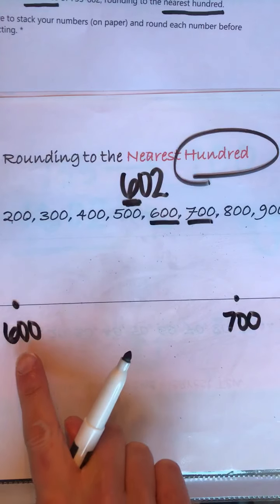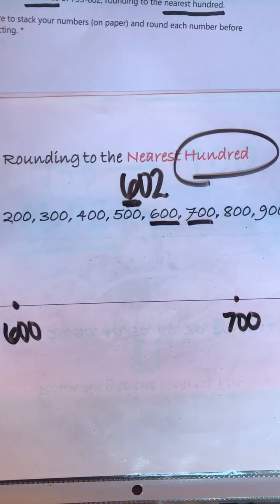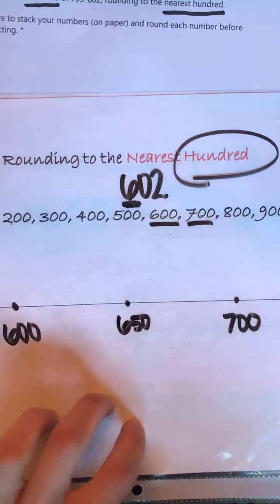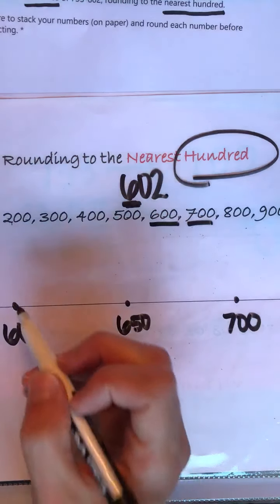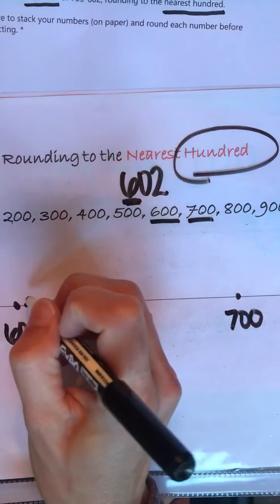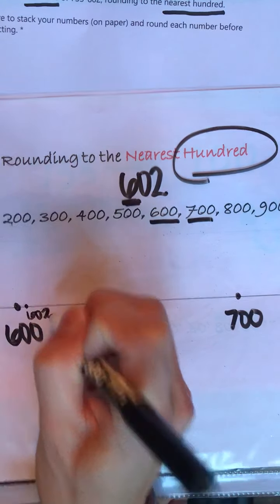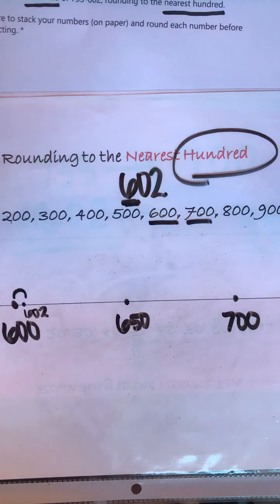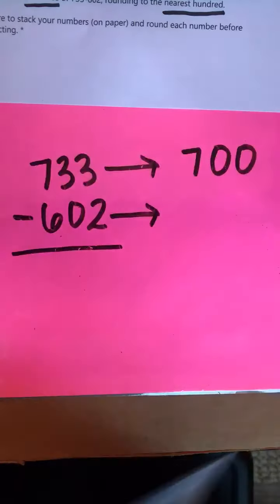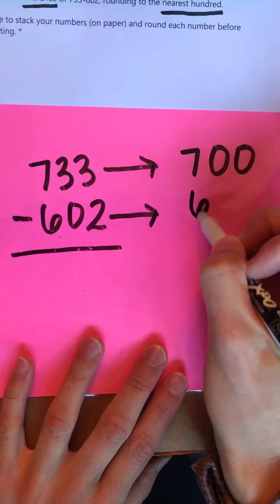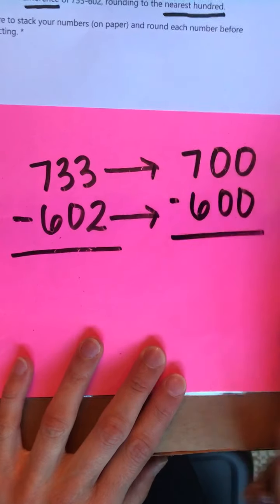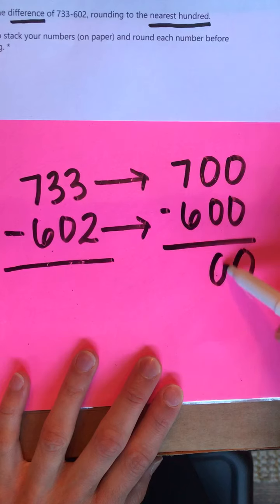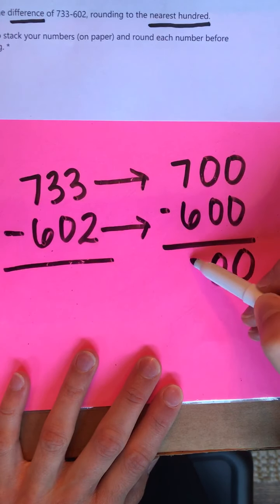What comes halfway between 600 and 700? Very good, 650. Now we're going to plot 602 on our line. Very, very close to 600, right? I'm going to squeeze it in right here. So it's very easy to see that 602 is going to round down to 600. It's very close to that 100. So on my paper, I'm going to do 700 minus 600. And 7 minus 6 equals 1.